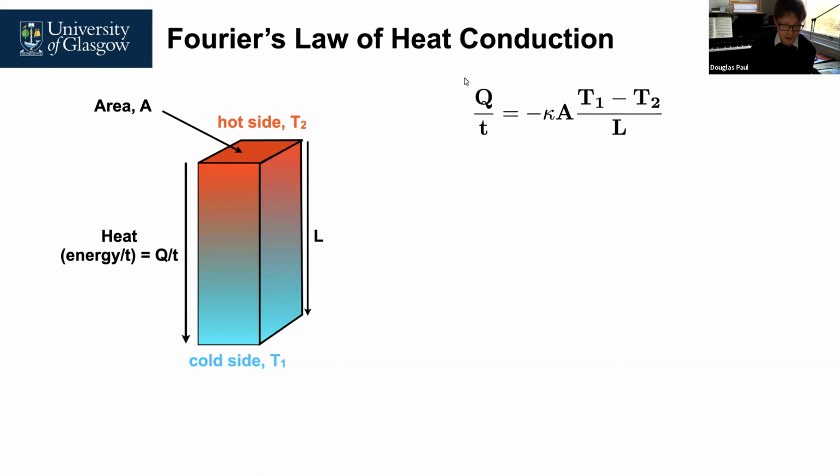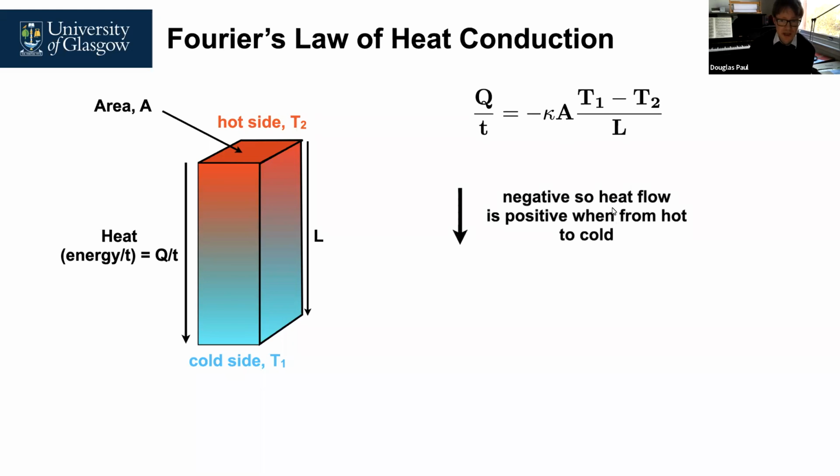So don't worry about this too much at the moment, but it's negative, so heat flow is positive when we're going from a hot to a cold side. So basically, when we abide by the second law of thermodynamics, as you'll see later, we need to have the negative sign in here in T1 minus T2. Now, this is one-dimensional, and it's nice and easy to understand in a system.